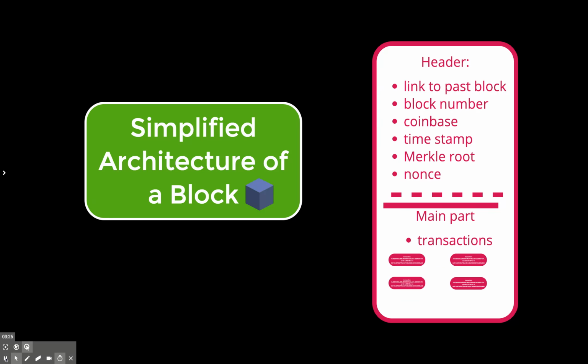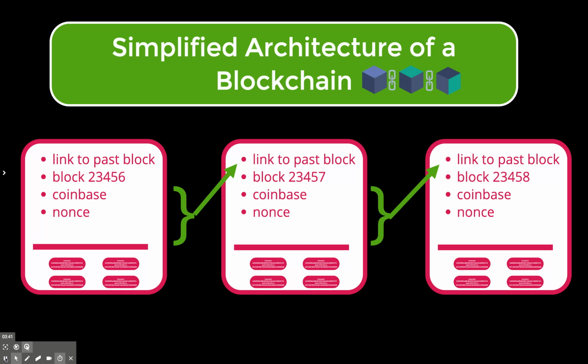It has a block number. It has something called a Coinbase. We have to figure out what that is. There's a timestamp. There's another piece of information called the Merkle root. And then there is another piece, which is the nonce. And then in the main part, follow all the transactions that are then signed.